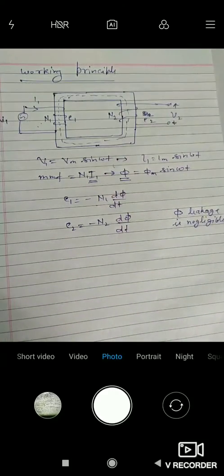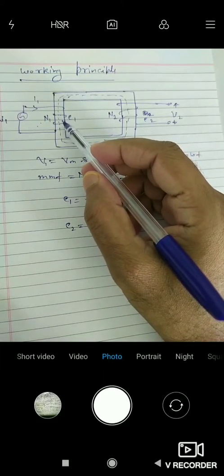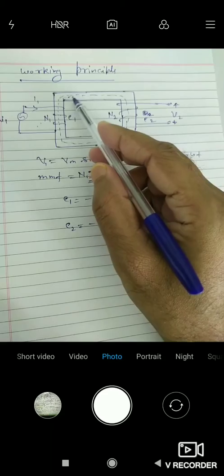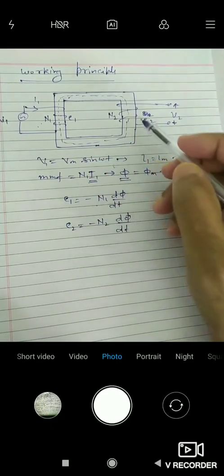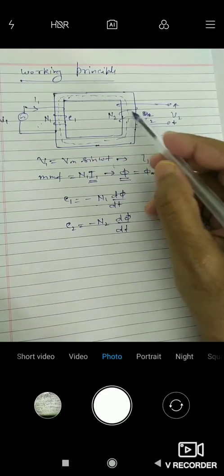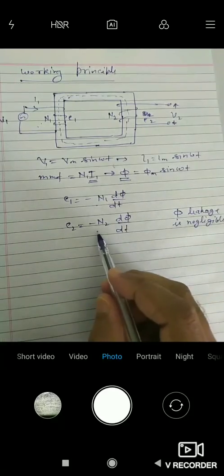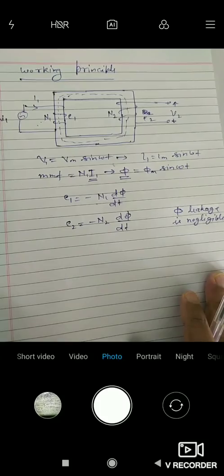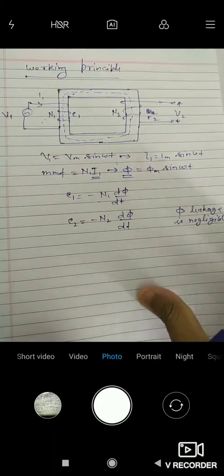So as AC voltage is supplied, EMF will be induced by Faraday's law of electromagnetic induction in the primary winding. The alternating flux will pass through the secondary winding, resulting in induction of EMF in the secondary, that is given by minus N2 d phi by dt. By this, power is transferred. So this is all about the working principle.